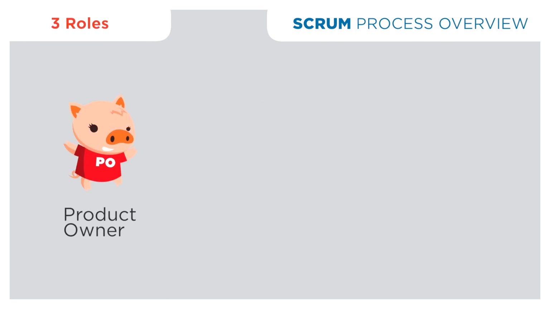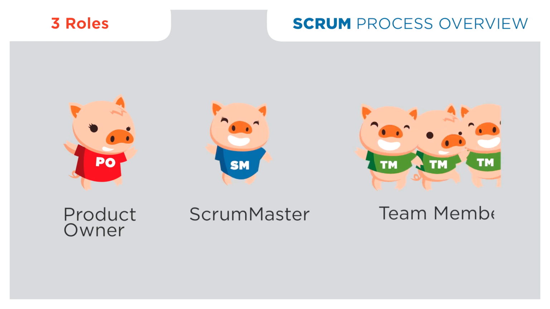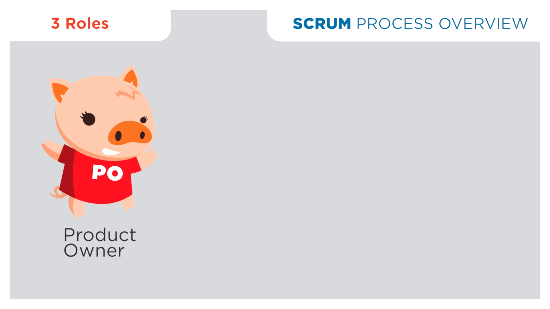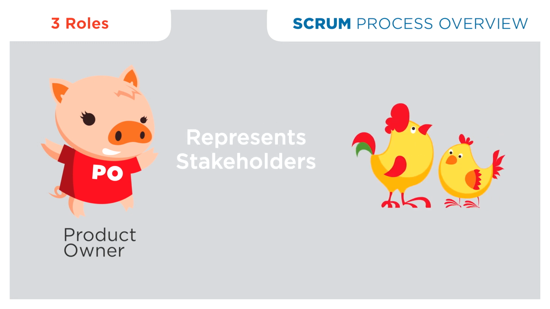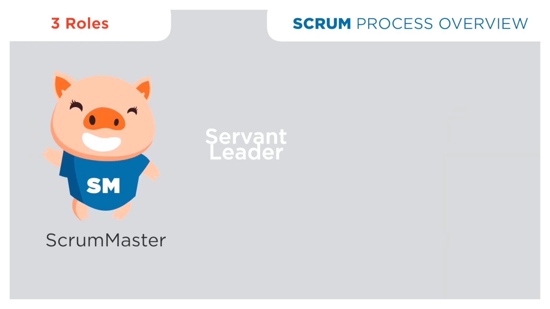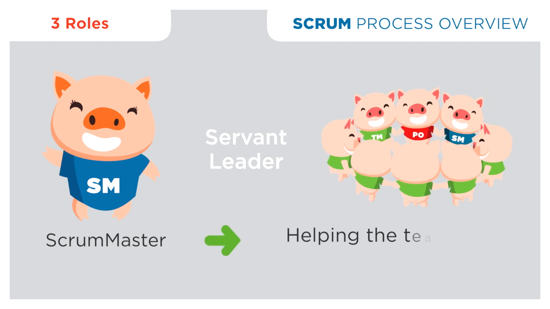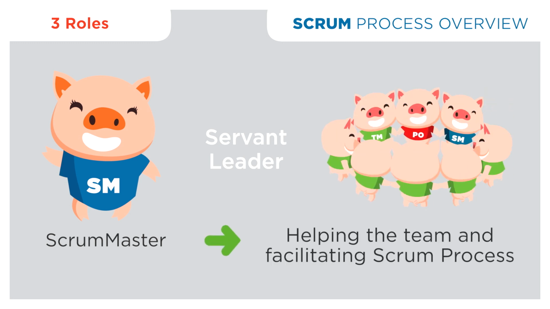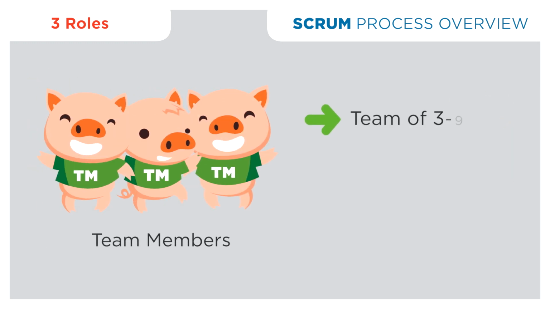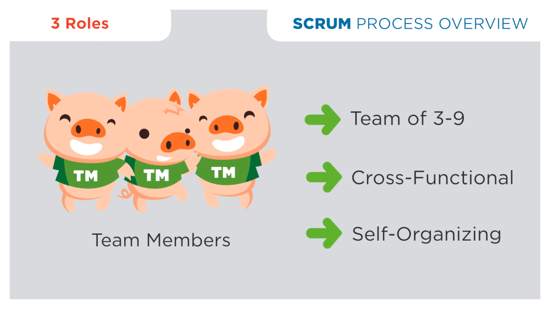On a Scrum team, there are 3 roles. We've got the product owner, the Scrum Master, and the team members, also known as the dev team. The product owner is the one who represents the stakeholders. They ensure that they are maximizing the value of the work of the team. Our Scrum Master, who is a servant leader, focuses on helping the team and facilitating the overall Scrum process. The team members is a team of 3 to 9 cross-functional, self-organizing people who get the work done.